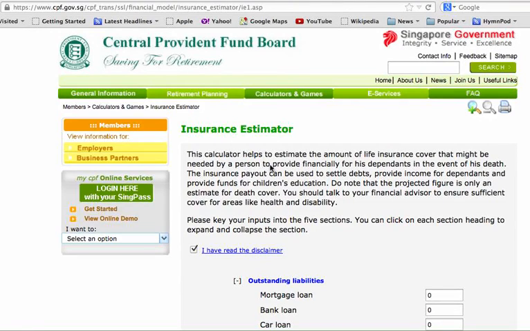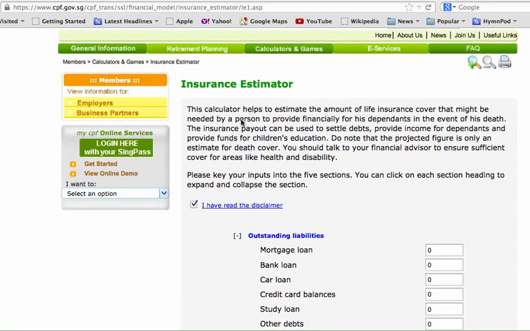In this example, we will be looking at the insurance estimator, which is available on the CPF website. The link can be found over here, and it is also given for you. This calculator helps you to estimate the amount of life insurance cover that might be needed to provide financially for your dependents in the event of death.